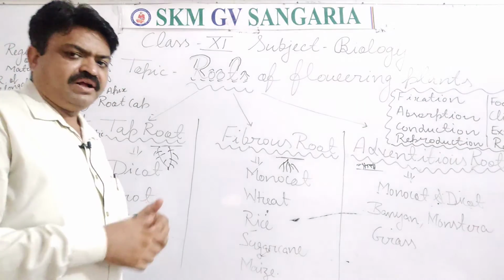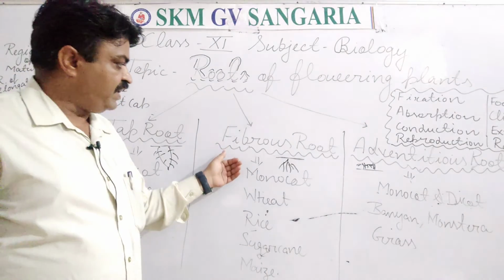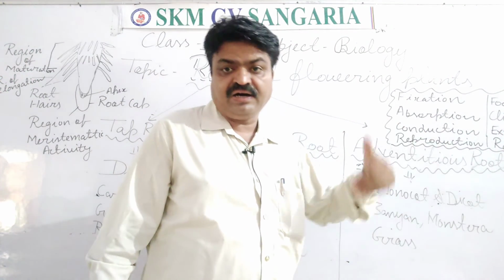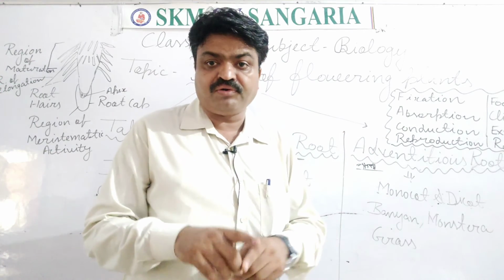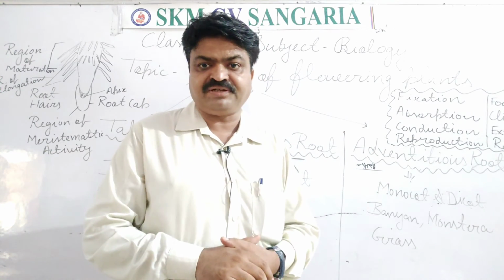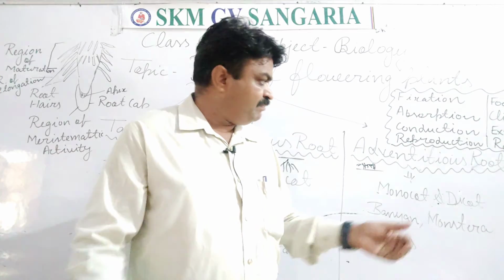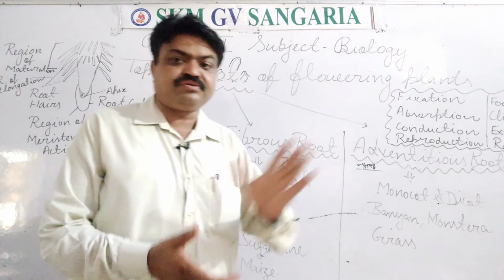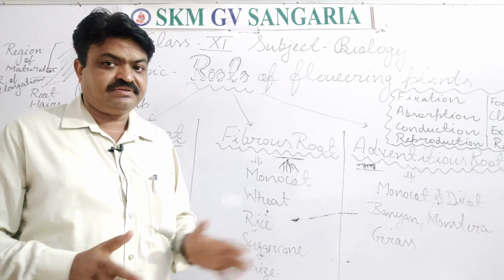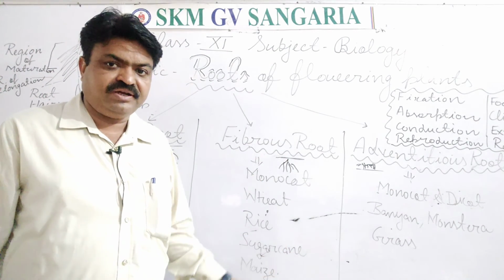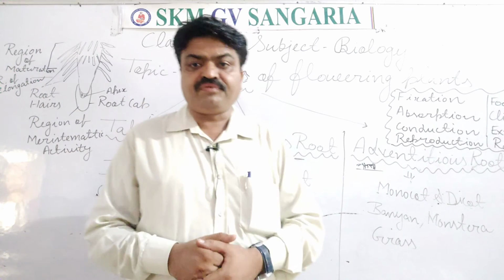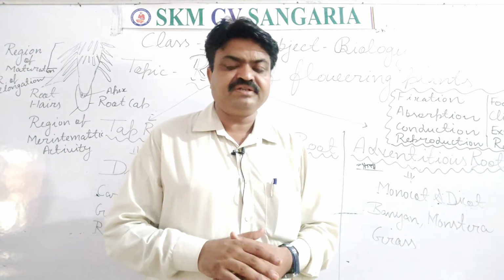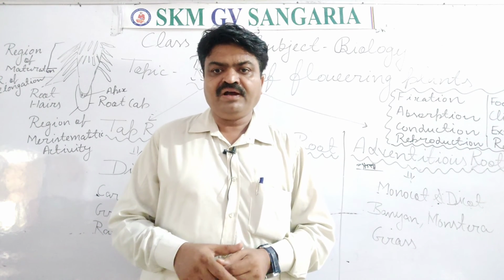These taproots are found in dicot plants, fibrous roots are found in monocot plants, and adventitious roots are also found in monocot plants, but there are some exceptions like the banyan tree. Banyan tree has adventitious roots, student. So these are the examples of the different types of roots that are found in flowering plants. Now you will write this important topic in your notebook and try to learn it.